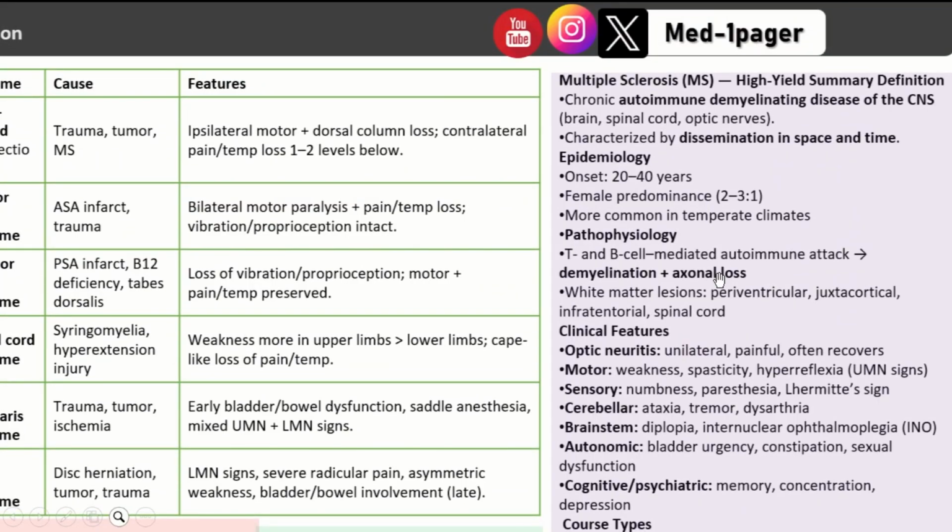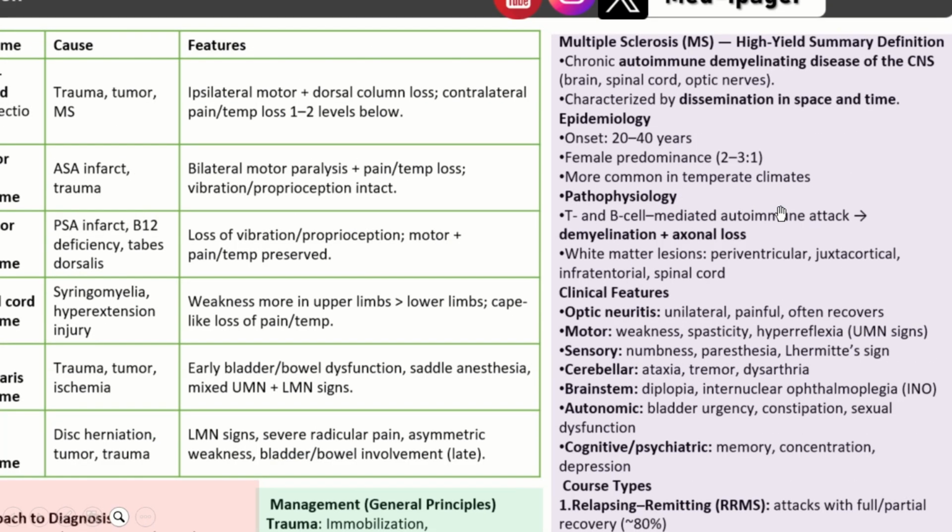Then I promised to talk about multiple sclerosis, and now we're coming to the end of the video. Multiple sclerosis is an autoimmune demyelinating disease of the CNS actually, the brain, the spinal cord, and the optic nerves. It is characterized by dissemination in space and time, and this means different areas are going to be affected.